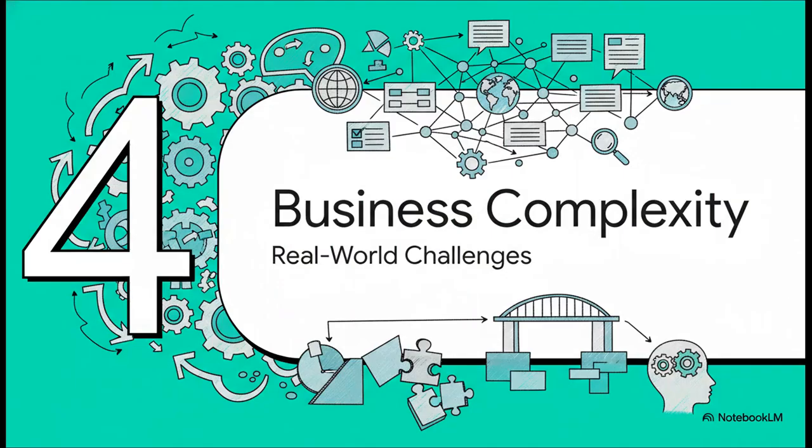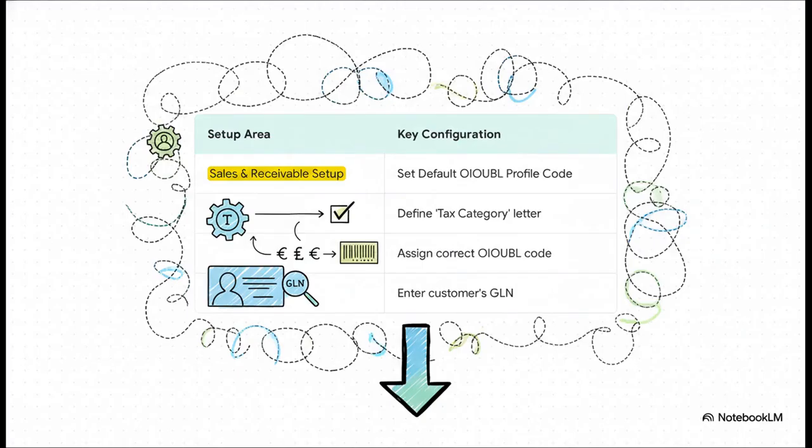And that brings us to our last big topic, mastering business complexity. Now we're going to look at how a really well-configured system can handle some of those more advanced, specialized requirements you have to deal with in the real world. Take electronic invoicing, for example. It's a digital format that lots of governments now require, and setting it up can feel a bit overwhelming.